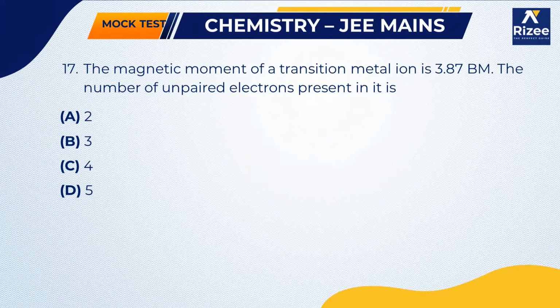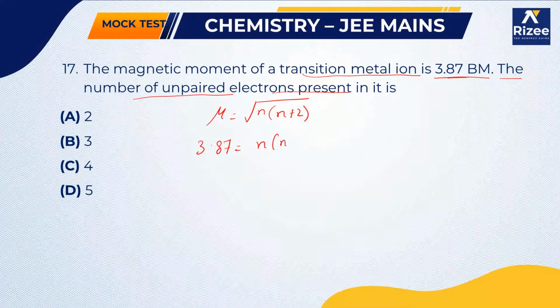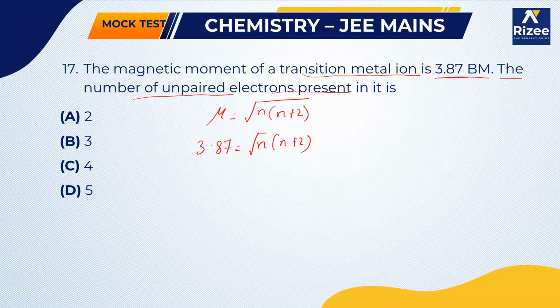The magnetic moment of a transition metal ion is given as 3.87 Bohr magneton, and it is asking how many unpaired electrons are present in it. So what is the magnetic moment formula? Mu is equals to root over n into n plus 2, where n is the number of unpaired electrons. So mu value is given as 3.87. So 3.87 is equals to root over n into n plus 2.